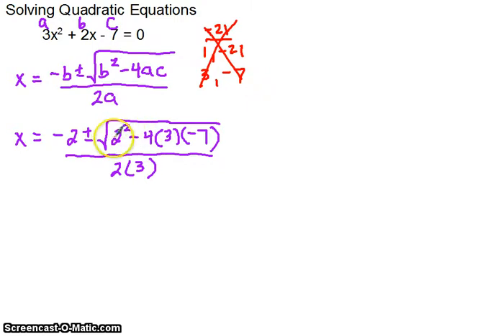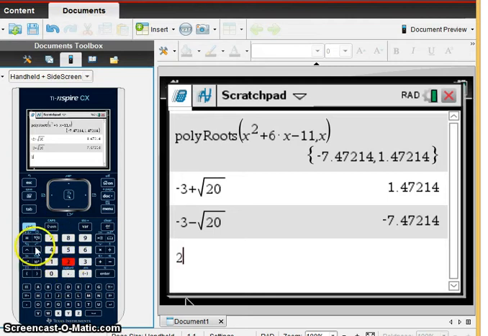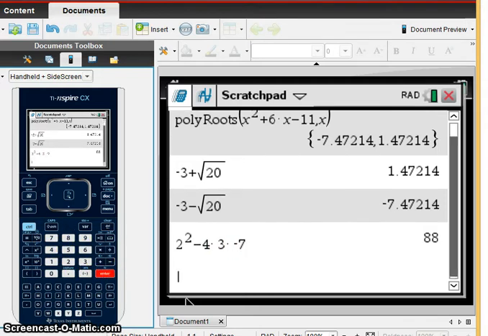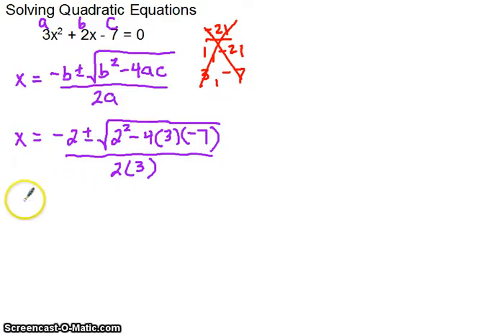All right, we'll use our calculator here to calculate this part under the square root. You don't want to square root it because that's going to give you one of those weird decimals that we don't want. So just put the part under the square root. So that's 2 squared minus 4 times 3 times negative 7. All right, so that's 88. So this is x equals negative 2 plus or minus the square root of 88 over 6.